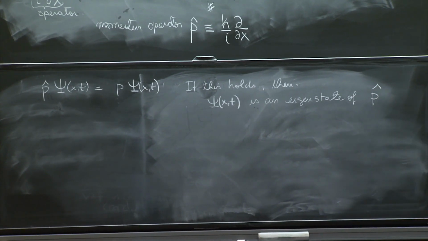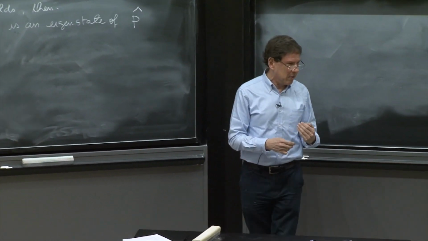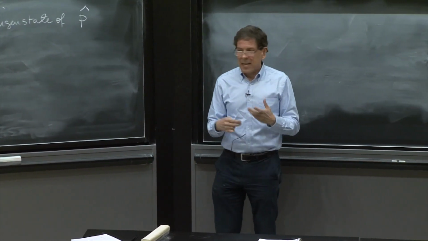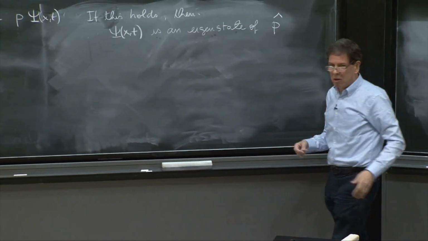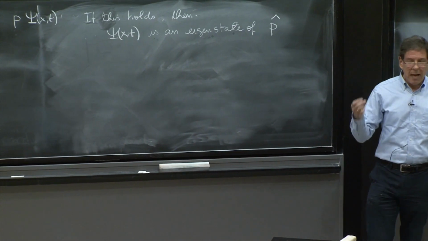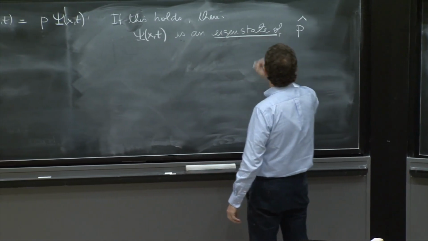And that language comes from matrix algebra, linear algebra, in which you have a matrix and a vector. And when the matrix acting on a vector gives you a number times the same vector, we say that that vector is an eigenvector of the matrix. Here we call it an eigenstate. Probably nobody would complain if you called it an eigenvector, but eigenstate would be more appropriate. So it's an eigenstate of p.